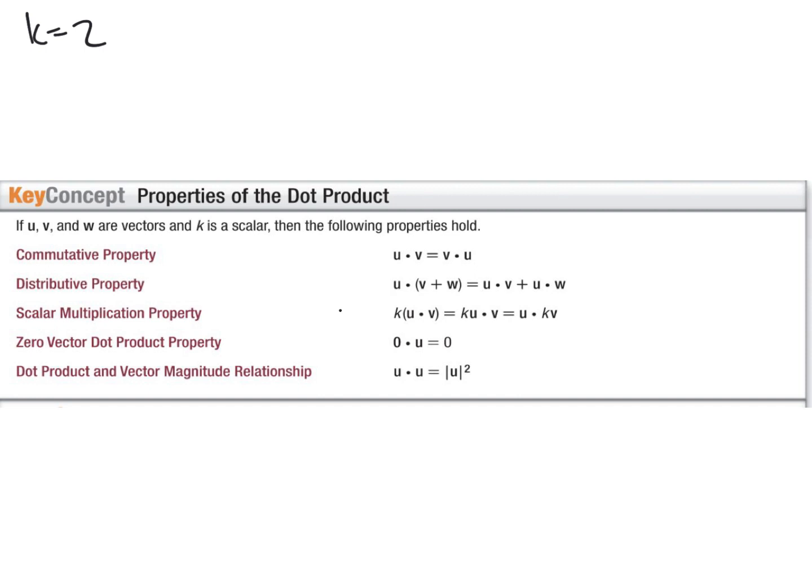The next one is the 0 vector. If you do the dot product with 0, that means you're doing 0 times whatever, and that's always going to be 0. So don't even do the work, skip that, and just go straight to 0.